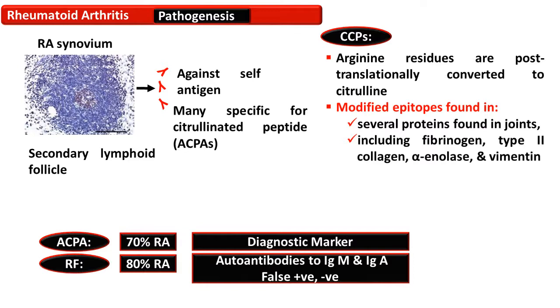Then there is another antibody, and this is collectively termed as rheumatoid factor. This is basically IgM and IgA antibody which bind to the IgG Fc region. These antigen antibody complexes can be deposited in the joint also, and many false positive and false negative cases have been recorded for this RF factor.